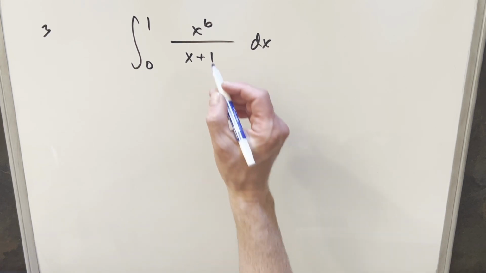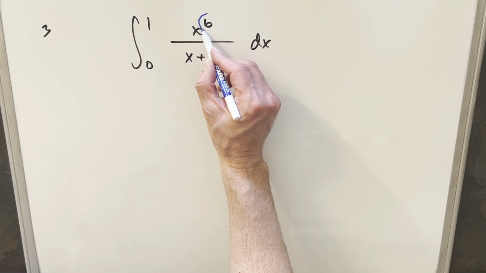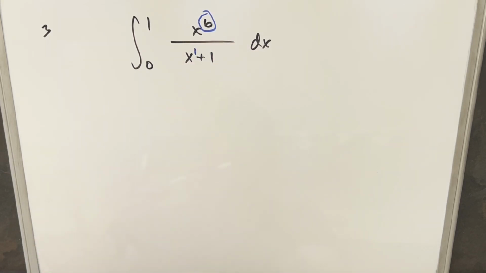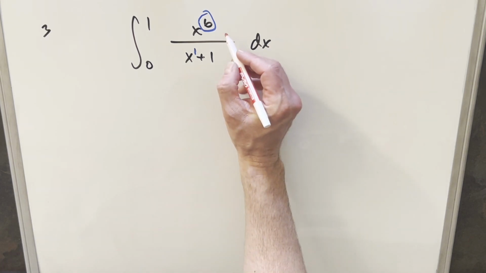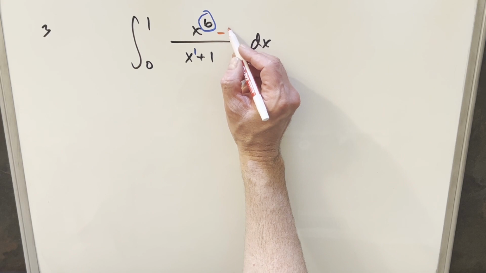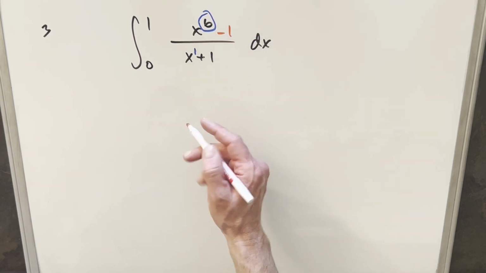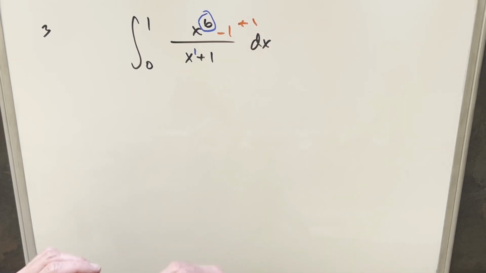The first thing I notice here is the fact that we have a higher degree in the numerator. We've got a 6th power here, and this is just first degree in the denominator. So what you could do here is polynomial long division, but I usually like to try to take a shortcut if I can. So what I'm going to do is subtract 1, because then I can factor this x to the 6th minus 1, but I don't want to change it, so I'll add 1.